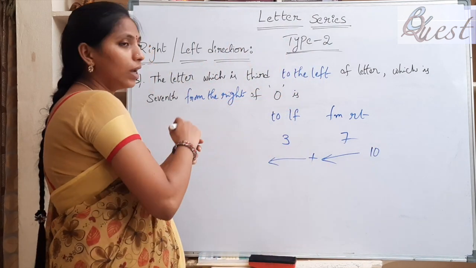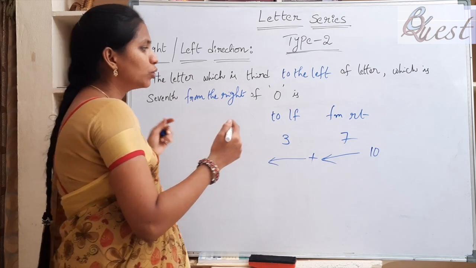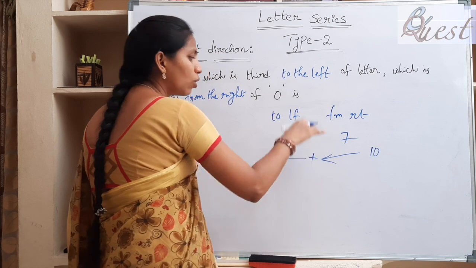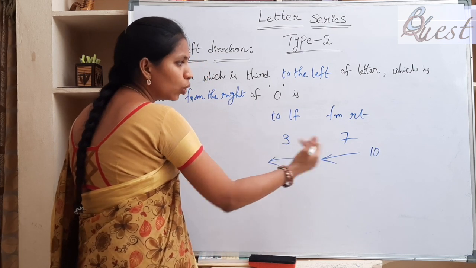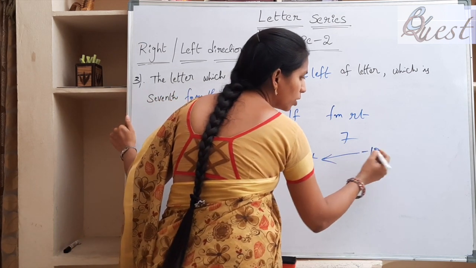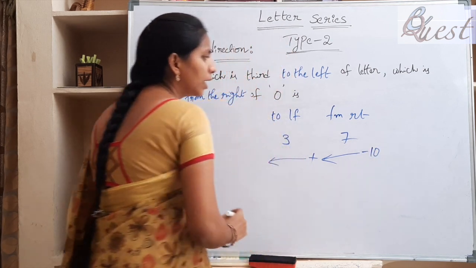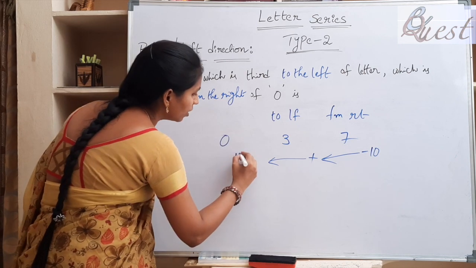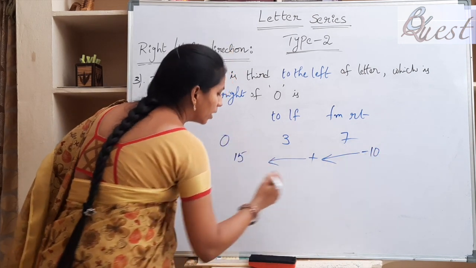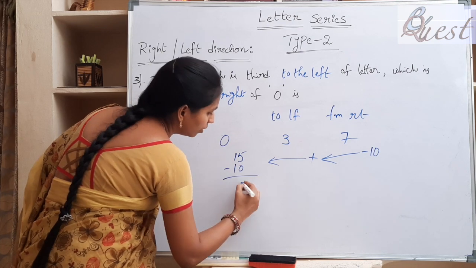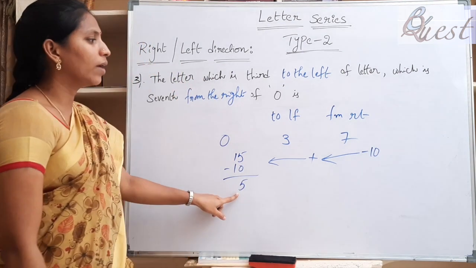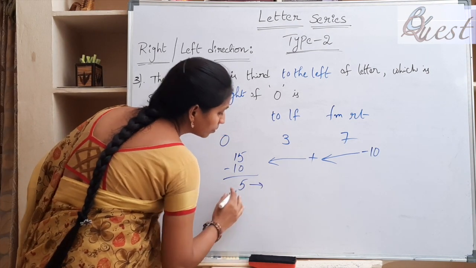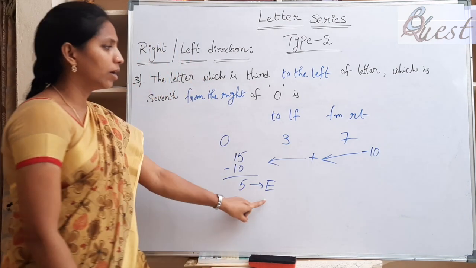Okay. To left and from right. This is opposite to the normal order. So take a negative. Minus 10. What is the given letter in this question? O. What is the position? 15. Subtract 10 from this 15. Then we get 5 as the result. What is the 5th positioned letter? E. Answer is E.